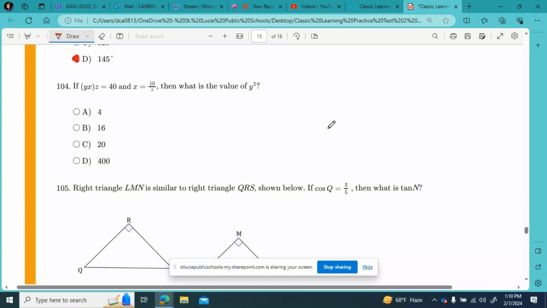Alrighty, guys, here we are on CLT Math Practice Test number 2.